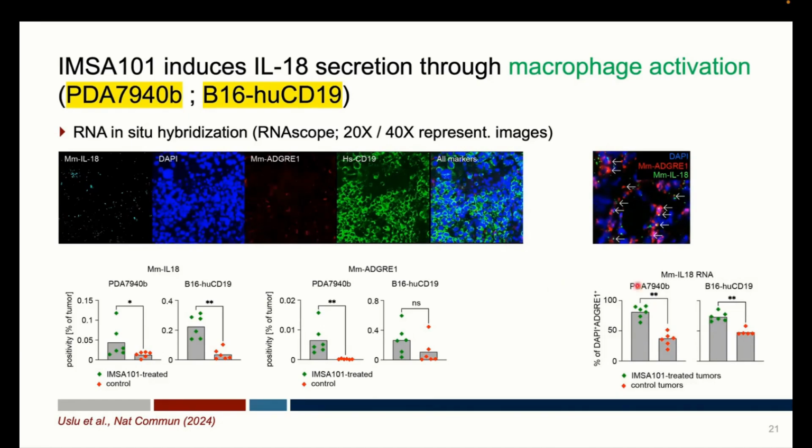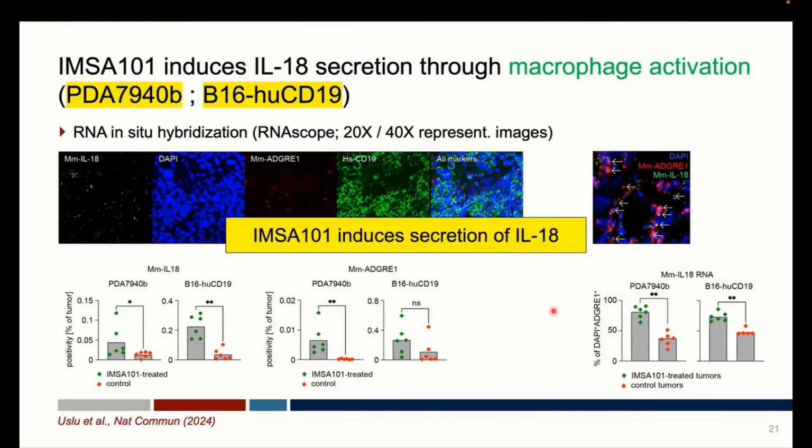So that's what we plotted here. This is basically the IL-18 transcripts in the macrophages. And we can see in both animal models, in the PDA as well as B16, that the STING agonist seems not only to increase trafficking of the macrophages into the tumors, it also seems to increase the level of IL-18 secreting macrophages in both tumor models.